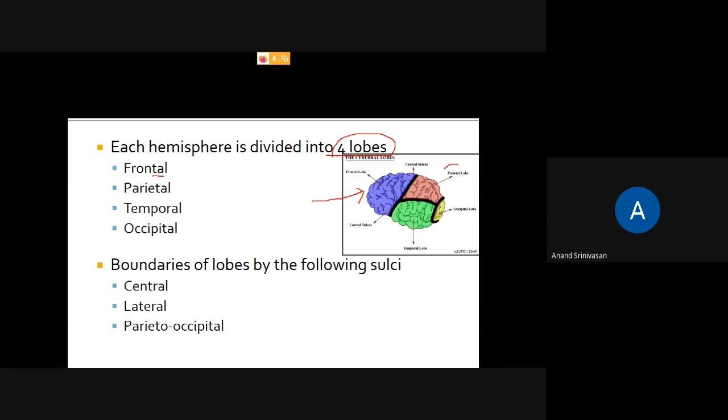Behind this, there is the parietal lobe. Then below the parietal lobe is the temporal lobe. And lastly, on the posterior side, it is the occipital lobe. So the cerebral hemisphere is divided into 4 lobes: frontal, parietal, temporal, and occipital lobes. So there are 4 lobes in each cerebral hemisphere.